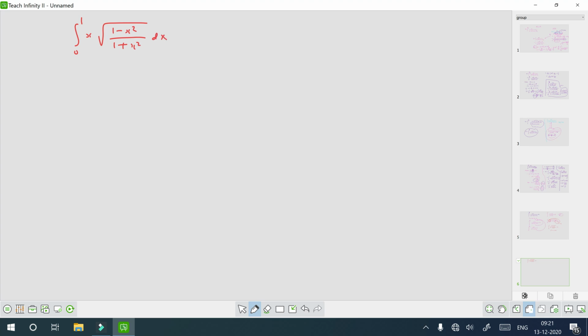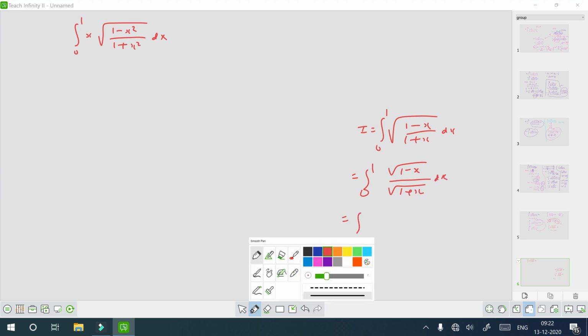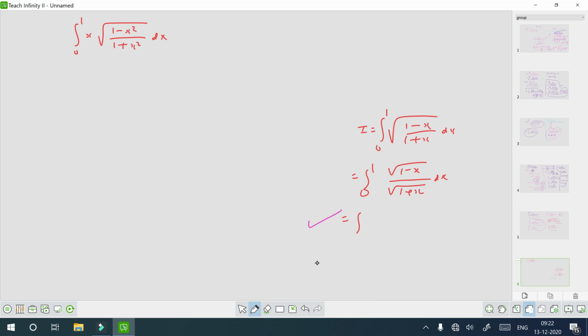One minute. Before this sum, let us see I is equal to 0 to 1 under root 1 minus x upon 1 plus x dx. Can I write here 0 to 1 1 minus x over root 1 plus x? Now, a typical sum, a very important sum. All of you, please see here. This step is important. Rationalize the numerator.